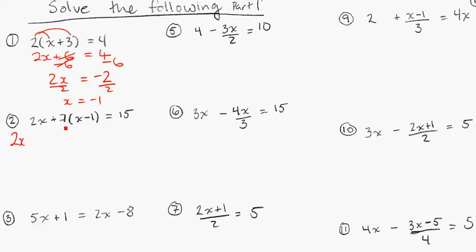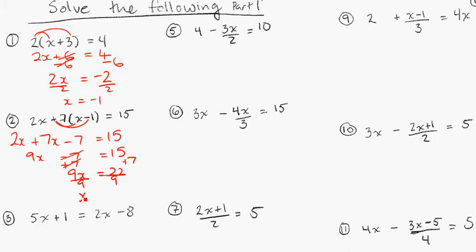Number 2, we need to expand, gather up any like terms, and now we can start solving. So the opposite of minus 7 is plus 7. Minus 7 plus 7 cancels out. I'm left with 9x equals 22. Dividing both sides by the number in front of the variable leaves me with x equals 22 over 9. We could change that to a mixed number if we wanted to, but we'll leave it like that.